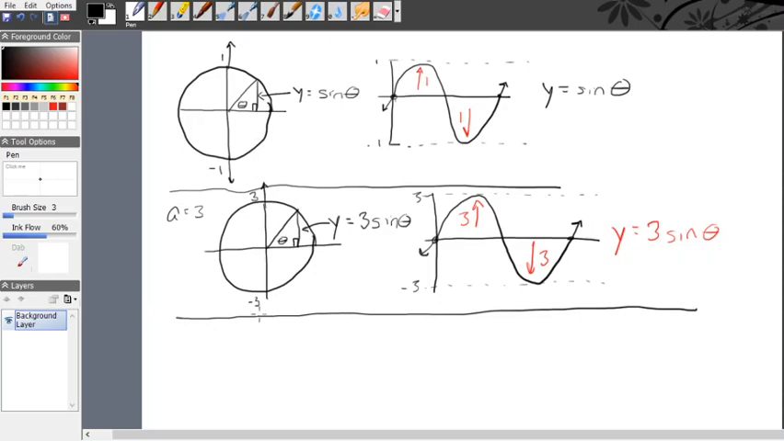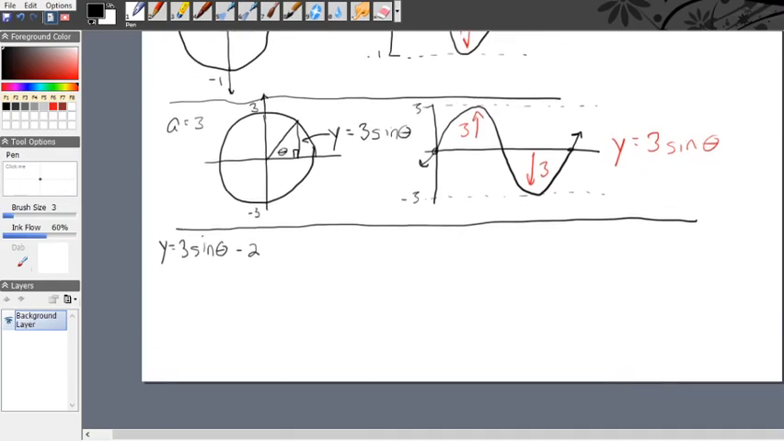I'm going to put in a k value. And I'm going to start with the equation y equals 3 sine of theta, same exact stretch factor, but I'm going to put a -2 here. So let me scroll down a little bit on my page, give myself a bit more room, and I'm going to draw my circle. And what I notice is that the middle of my circle moves to -2.